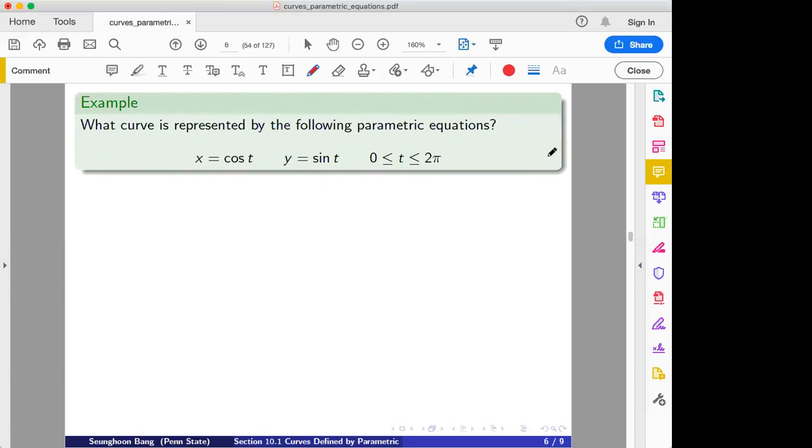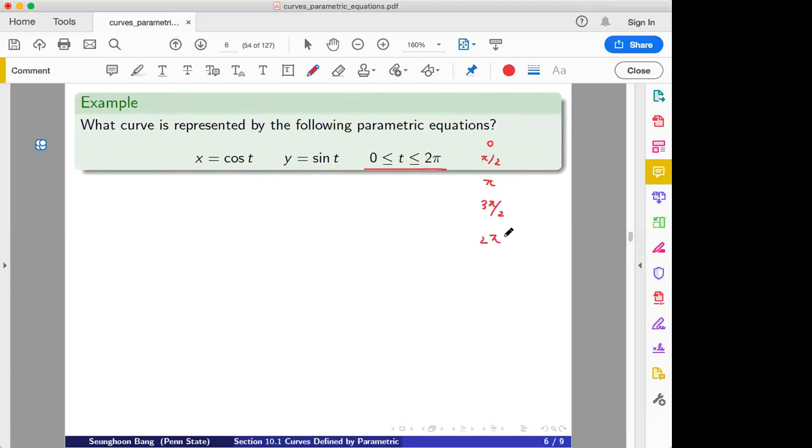What's the best way for finding exact points? Don't choose pi over 6, pi over 3, pi over 4, 5 pi over 6, and so on. You would spend a long time sketching the graph. One good idea: since t is between 0 and 2 pi, the best way is to choose 0, pi over 2, pi, 3 pi over 2, and 2 pi. You can choose these points and connect them. This is sufficient for sketching the graph.